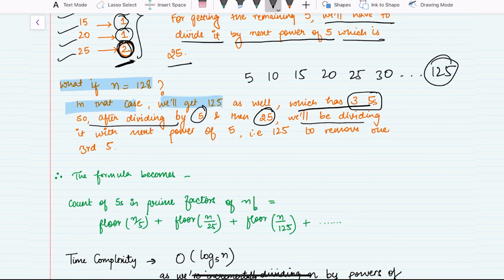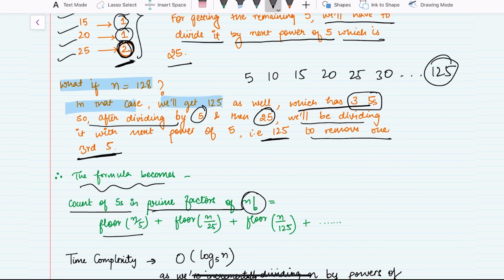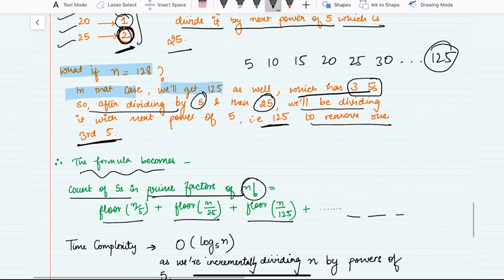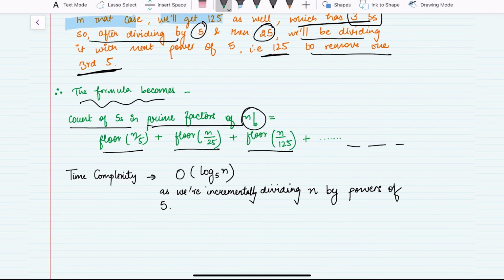So for that, we'll have to divide it with the next power of 5, which is 125, to actually get the third 5. Now the formula has become: the count of the number of 5s in the prime factors of n factorial is equal to floor of n by 5 plus floor of n by 25 plus floor of n by 125 and so on, till the power of 5 is greater than n. So the time complexity of this approach is going to be order of log base 5 n.